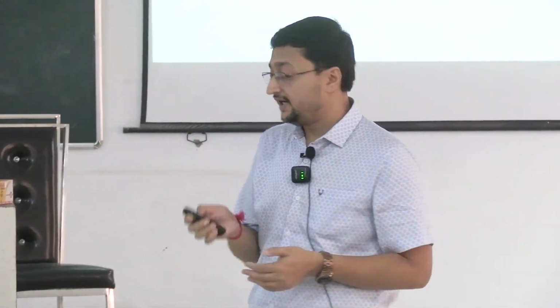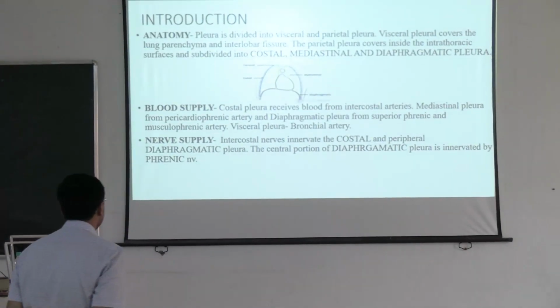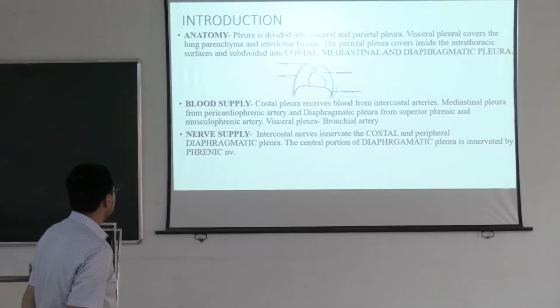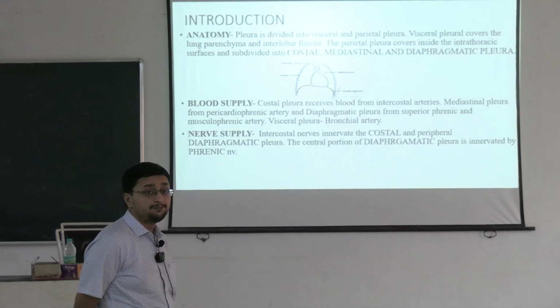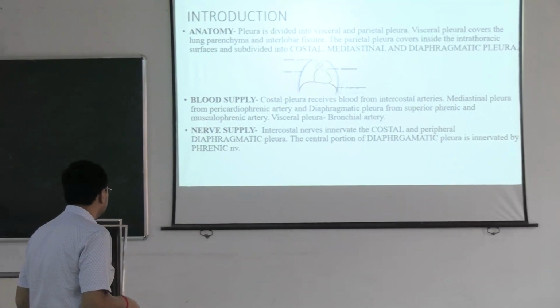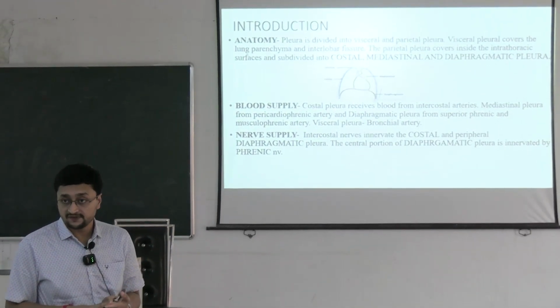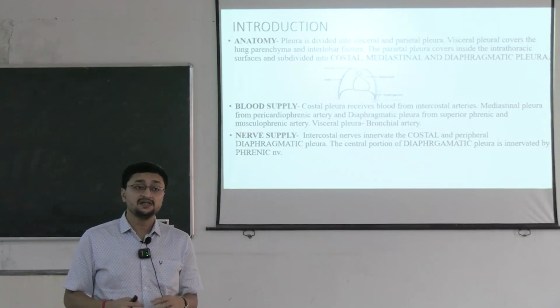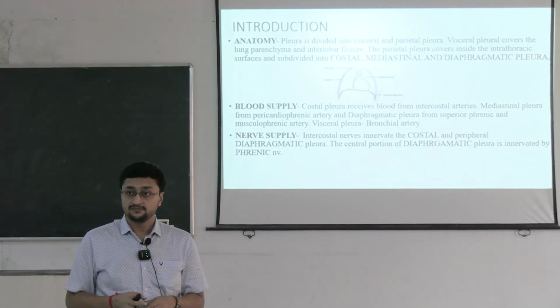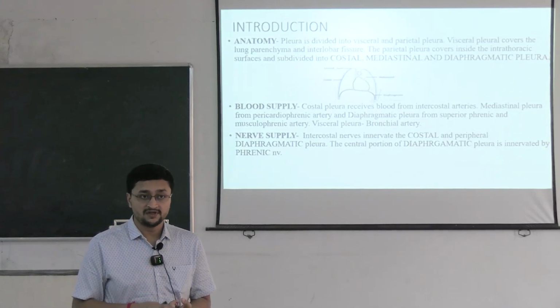The parietal pleura receives nerve supply from the intercostal nerve, but the peripheral portion of the diaphragmatic pleura is innervated by the intercostal nerve, whereas the central portion of the diaphragmatic pleura is innervated by the phrenic nerve. This is an important difference, so you should keep that in mind.